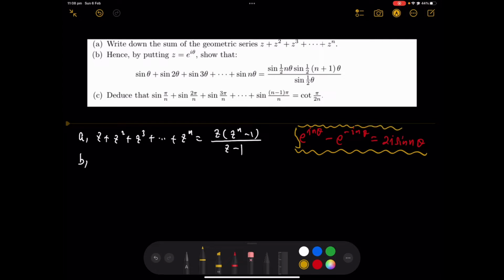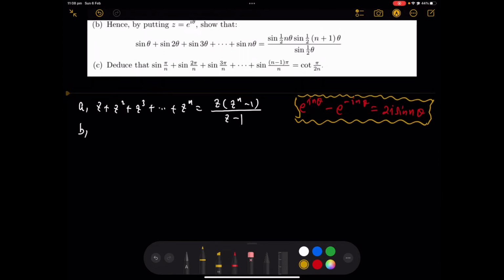As you can see, we have Z equals e^(iθ), and proving the left-hand side is all the sin θ, sin 2θ. So this formula is going to help us. I'm going to show you now how this formula helps us prove the question. Firstly, I let Z equal e^(iθ). So the left-hand side becomes e^(iθ) plus e^(2iθ) plus e^(3iθ) plus dot dot dot plus e^(niθ), which is equal to e^(iθ) times (e^(inθ) minus 1) over (e^(iθ) minus 1).